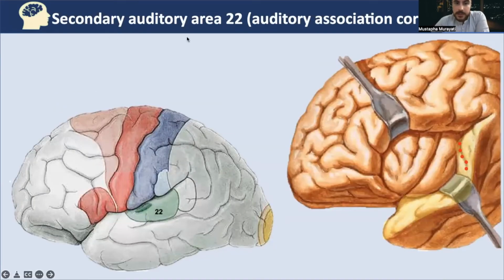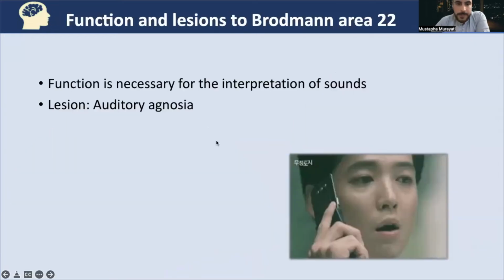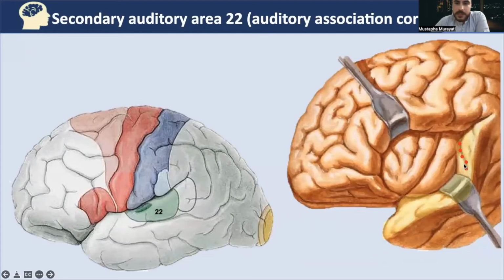Regarding the secondary auditory area, Brodmann area 22, it's auditory association cortex. It lies just posterior to the primary auditory area in the superior temporal gyrus. So it was here, and now the secondary auditory area is over here, just posterior to it. It has a function just like the secondary or associated sensory or motor areas. It has past experience, memory about the auditory stimuli.